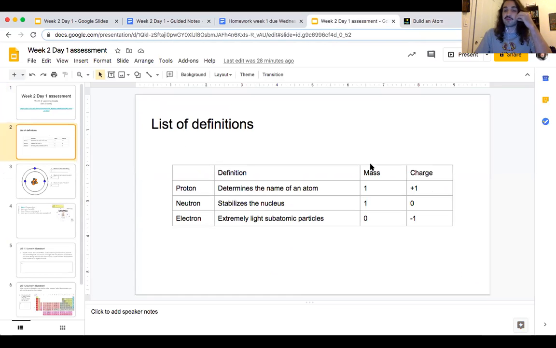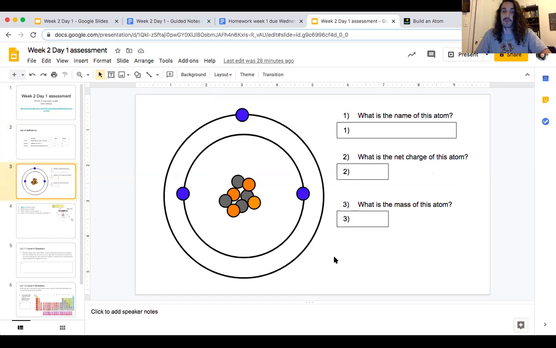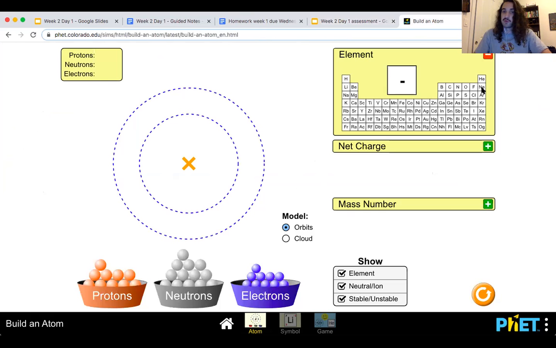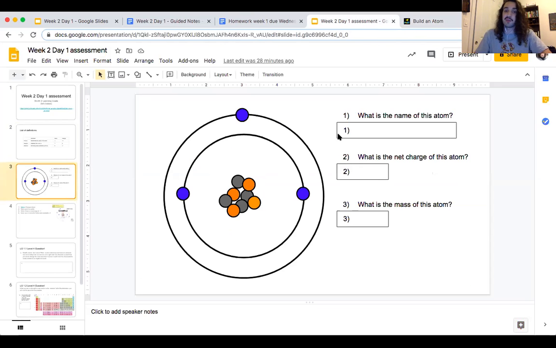You're starting out with a list of definitions. You don't need to do anything with this, but it's there for your help. It's just like notes summarized. That way you don't need to look somewhere else for notes. This has the summary of all the notes that you need. It's got the mass of the protons and neutrons. It's got the charge of the protons and electrons, and it has their definitions too. Those definitions are probably going to be helpful for the extension questions. You've got this representation of an atom. You can feel free to make it. You don't necessarily need to make it to answer these questions, but I recommend that you do.